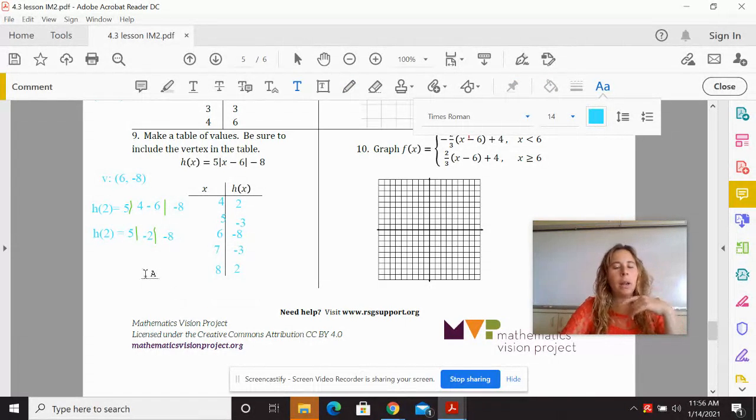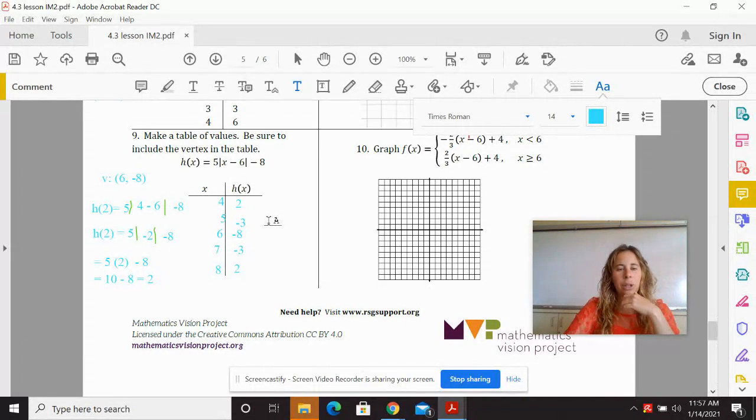Okay, here's where you have to think about the absolute value. I messed up the first time I did this. The absolute value of negative 2 is 2. So this turns into 5 times 2, and then minus 8. So you get 10 minus 8, which equals 2. 4 and 2. It's a little bit more work.